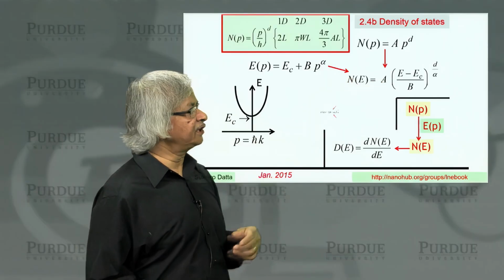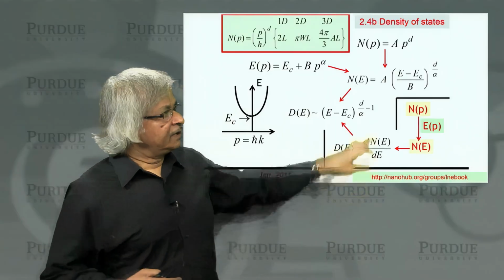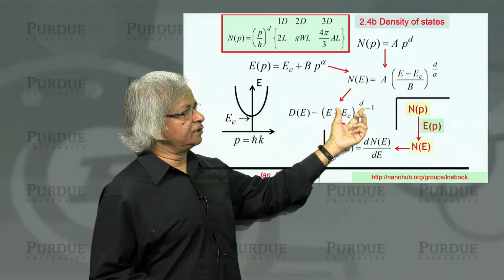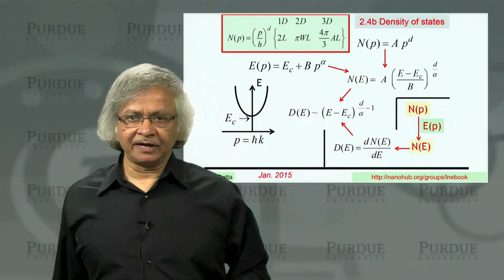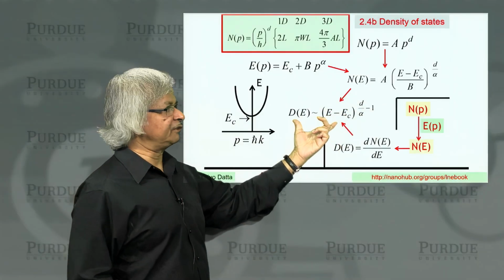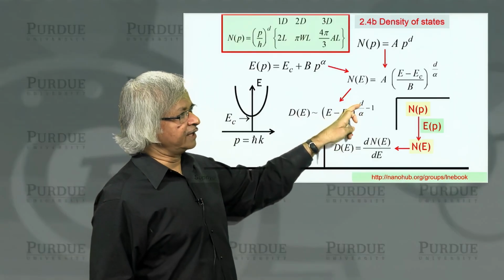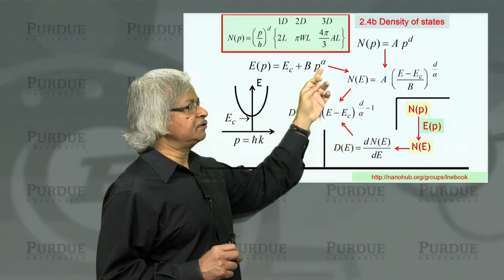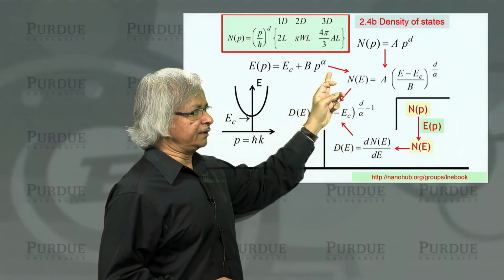When you take the derivative of, say, something to the power d over alpha, what you get is this quantity to the power d over alpha minus 1. That is, whenever you take a derivative, it subtracts 1 from the exponent. So that's the general expression for the density of states. Note that it depends on two things: d, which is the number of dimensions, and alpha, which tells you the energy momentum relation, how energy varies with momentum.